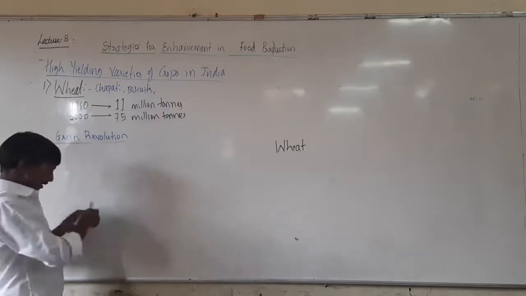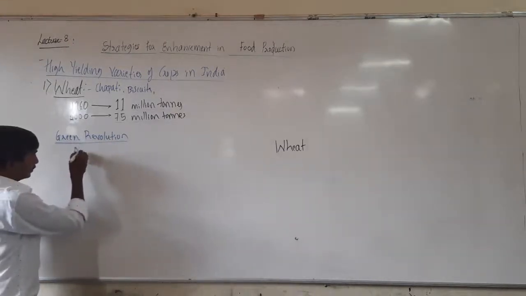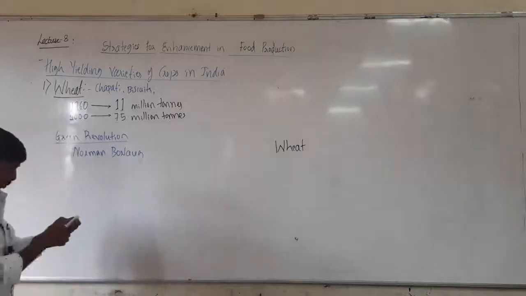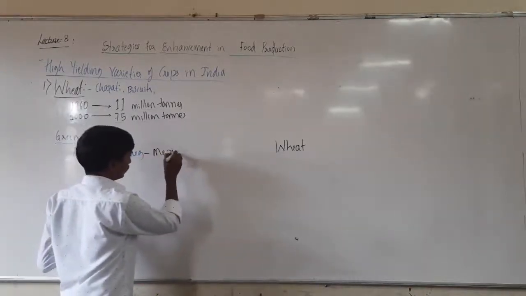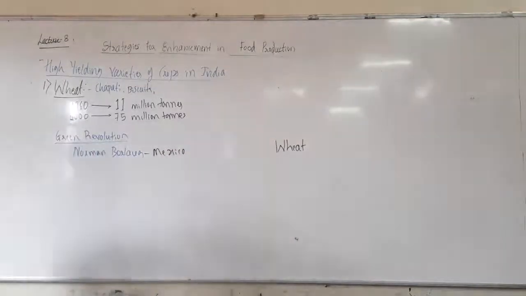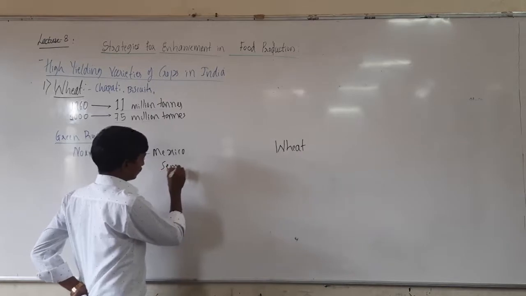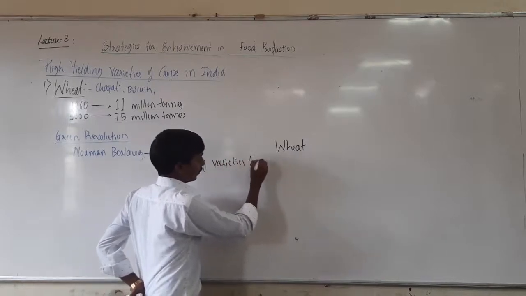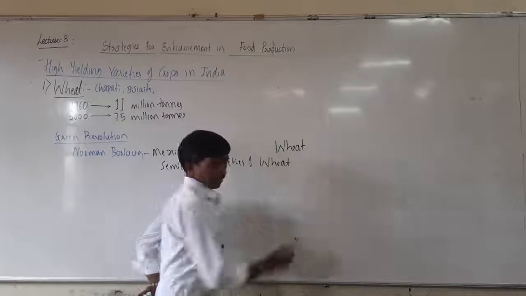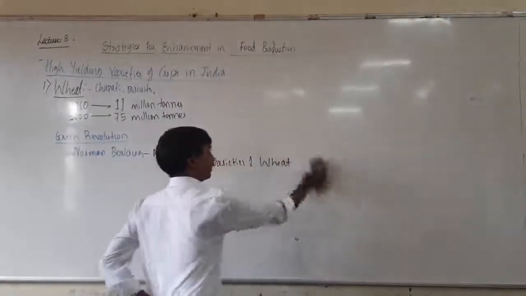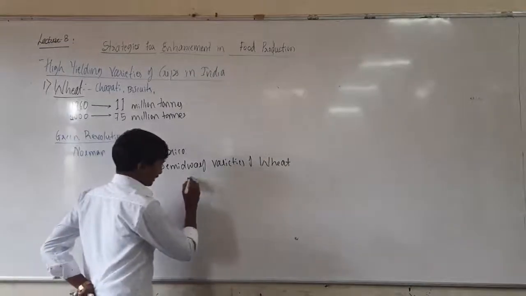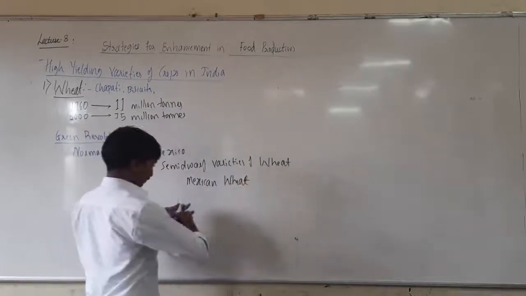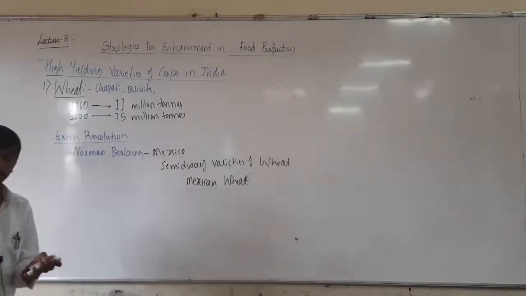Green revolution by Nobel laureate Norman Borlaug, who in Mexico developed some semi-dwarf varieties of wheat which are called Mexican wheat.